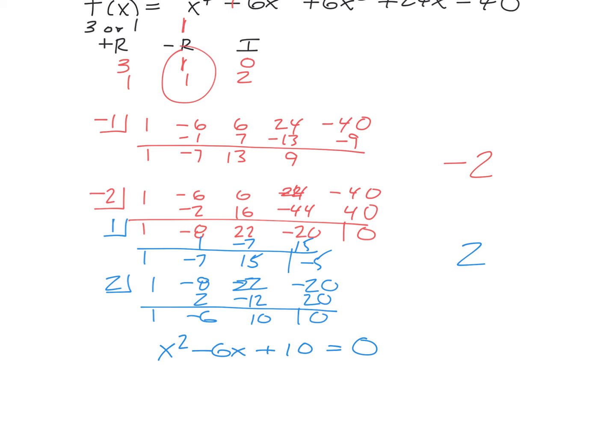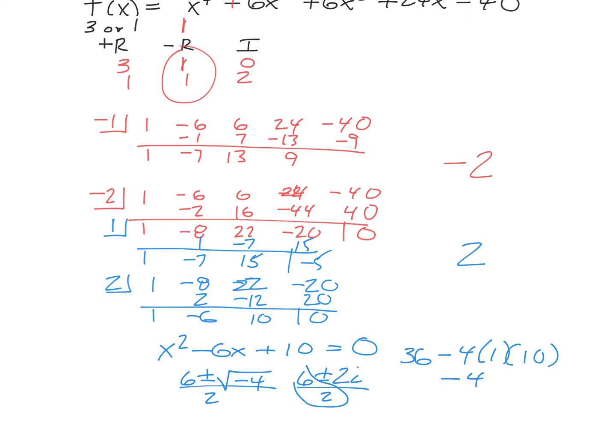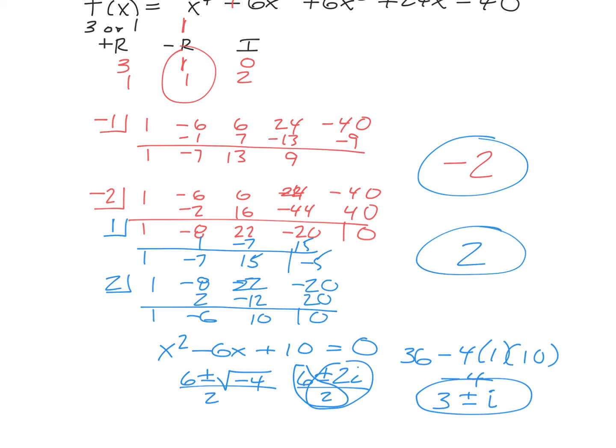If I use the quadratic formula, the discriminant would be 36 minus 4 times 1 times 10, which is -4. I'd have 6 plus or minus that all over 2a. That's the same as 6 plus or minus 2i over 2, which is the same as 3 plus or minus i. And those would be my 2 imaginary zeros. So I've got 1 negative real, 1 positive real, and then a couple imaginaries.